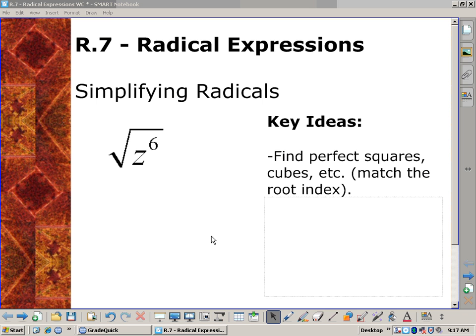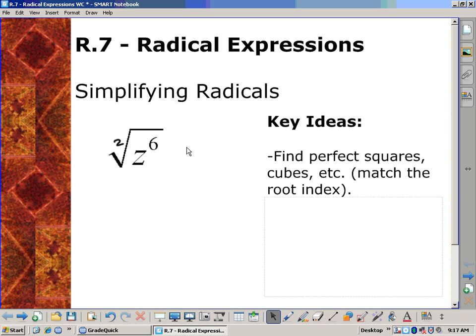First of all, let's remember that the key idea underneath the radical sign is that we want to be trying to find perfect squares, perfect cubes, etc. And we need them to match the root index. Now, like we had talked about prior to this, the root index is the number right here in the corner of the radical. Normally you would see a number there for cube roots or higher. Square roots, since mathematicians are inherently lazy, just got dropped off. And so there is a 2 there.